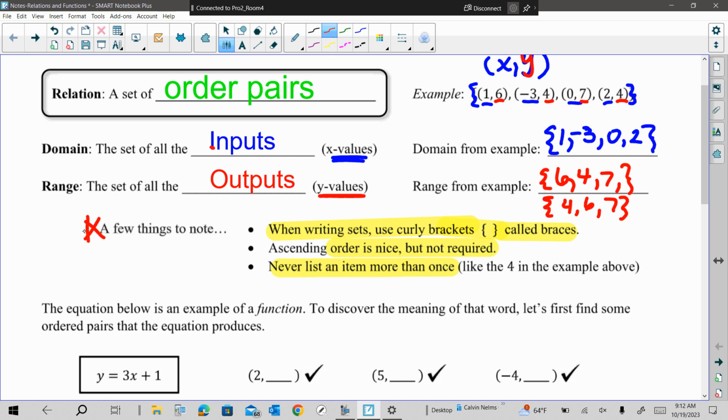So, a couple things you need to know. When writing sets, we use the curly brackets or braces, that's what they're called. Ascending order is nice, but not required. And never list an item more than once. Like the 4 in the example above. There were two 4s, but I don't list them twice. I only need to list it once.